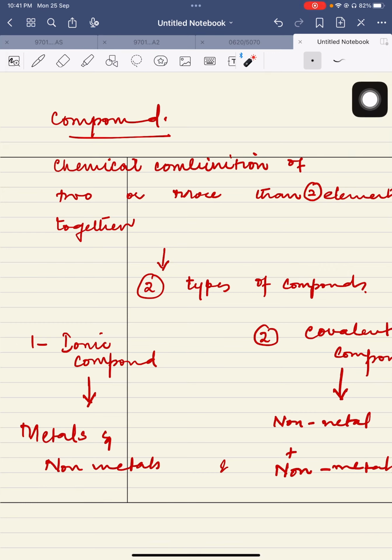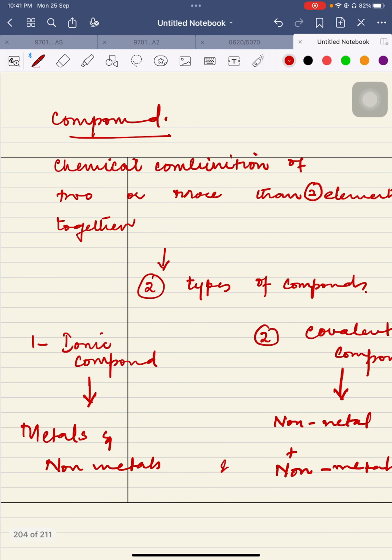Basically, the compound definition is telling you that it is a chemical combination of two or more than two elements together. One thing we should know is that these elements are different. So one should keep this thing in mind very clearly that a chemical combination of two or more than two different types of elements together is called a compound.